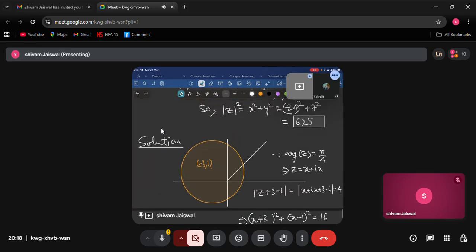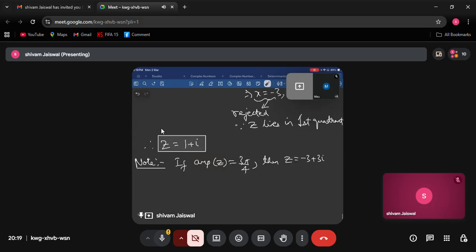Are you people getting? If the argument of z was given as 3 pi by 4, then z is equal to x minus iota x. Sorry, not that: minus x plus iota x. Both are correct. You take x minus iota x or minus x plus iota x. No problem, but they will be negatives of each other. Are you people able to visualize it? It's very important.